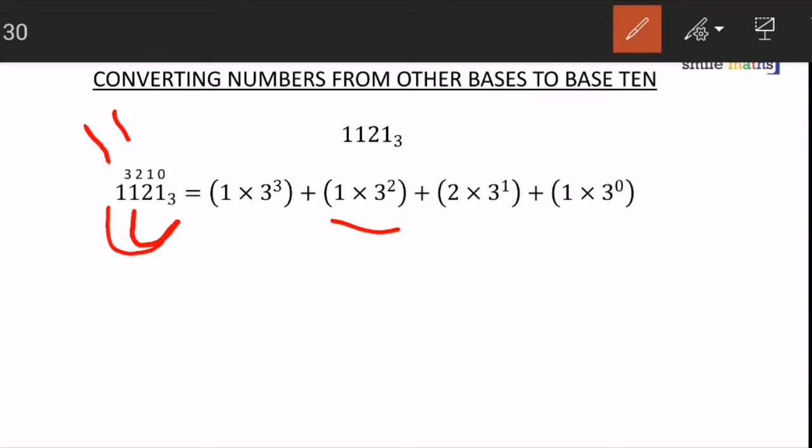What it means is that the next number, which is 2, is multiplying the base 3, and this time the base is going to the power 1 because we labeled 2 as 1. So that is what we have over here. And the last number, which is also 1, is multiplying the base 3, and 1 was labeled 0. So it's going to be 3 to the power 0.